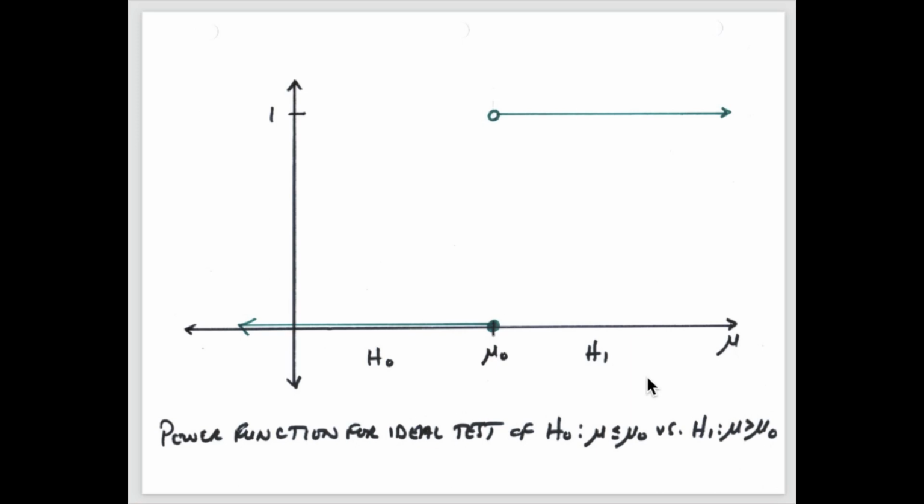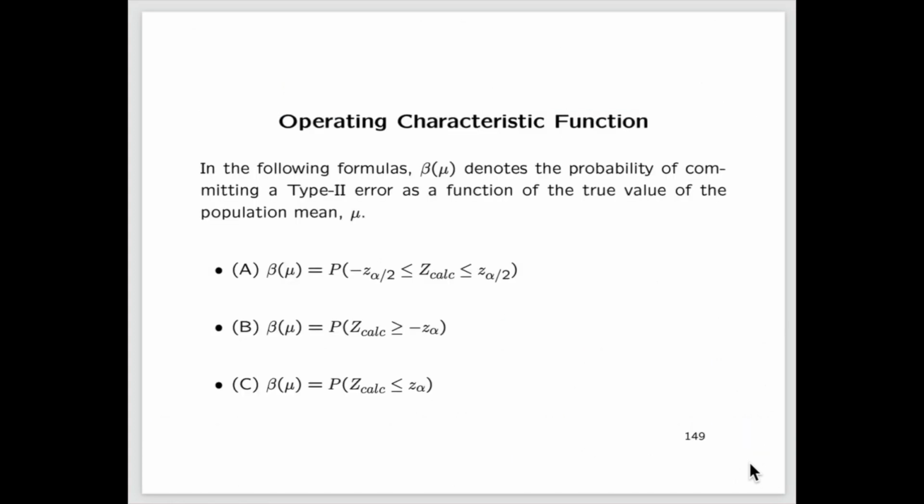But again, in the real world, we will never have available to us an ideal test, whether it's a two-tailed test, a left-tailed test, or a right-tailed test. But at least we can use these as goals or ideals that we can use for comparison purposes to the actual tests that we do have.